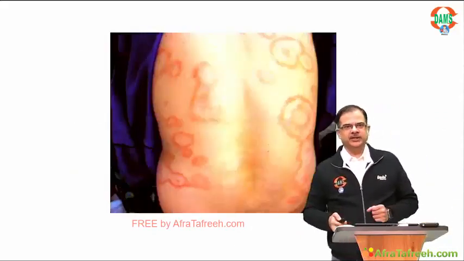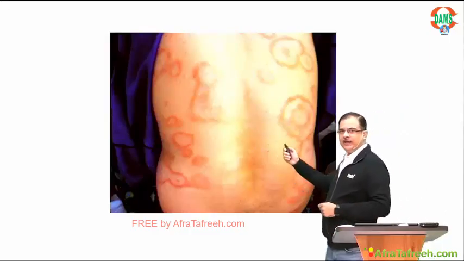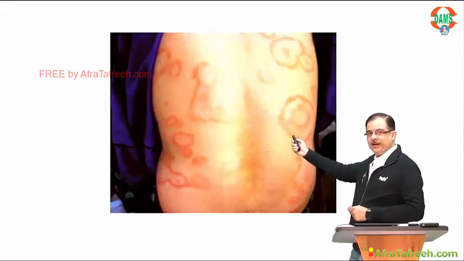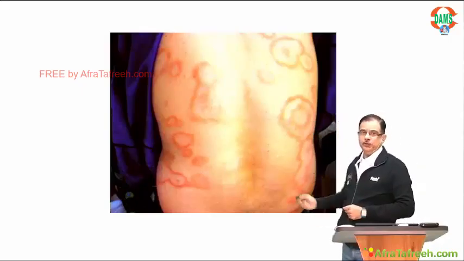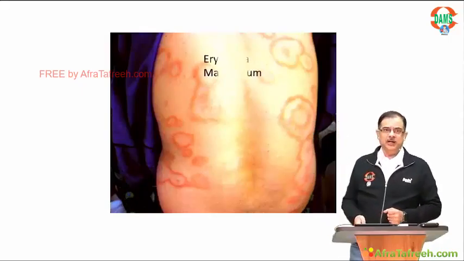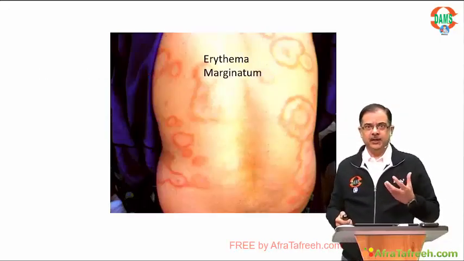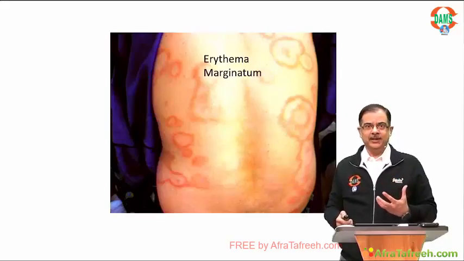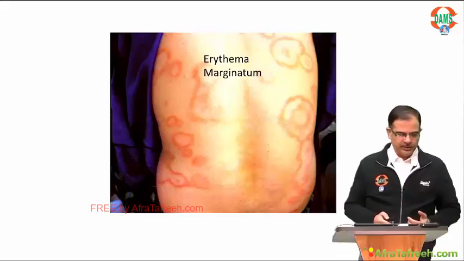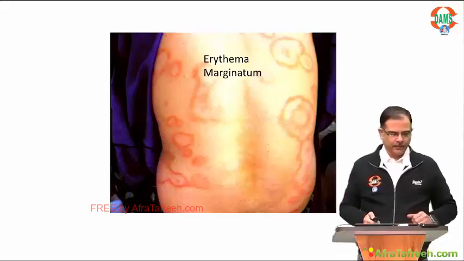Now this is a stat diagram. You can see in this diagram there are circular red colored lesions present over the trunk. These are erythema marginatum, one of the frequently asked diagram-based questions on rheumatic fever. Skin lesion, erythema is red, marginatum is margin. So it is erythema marginatum. Yes, EM.